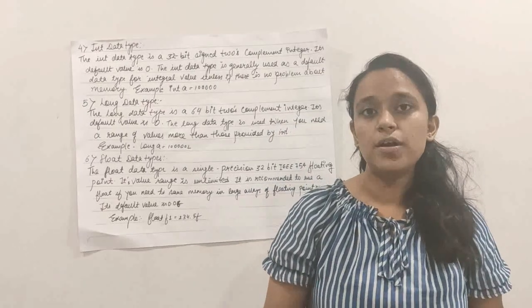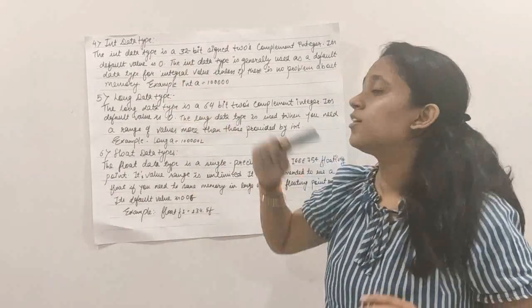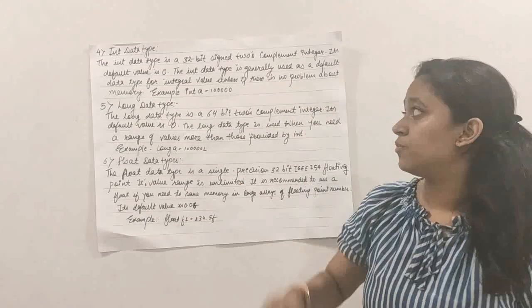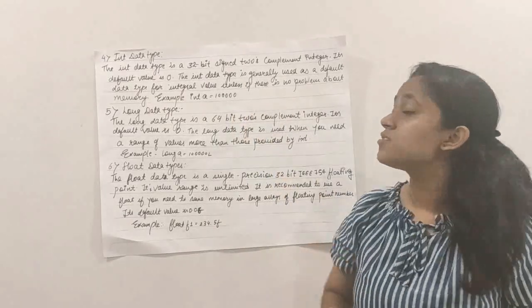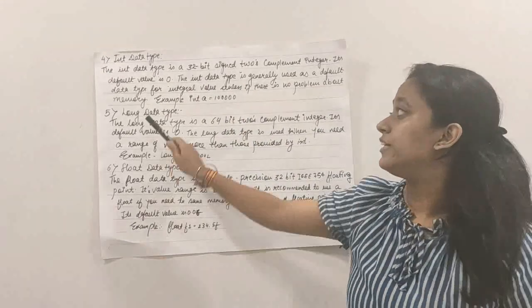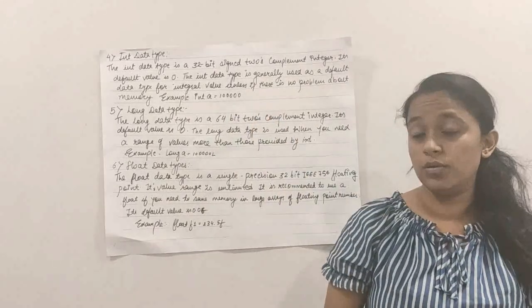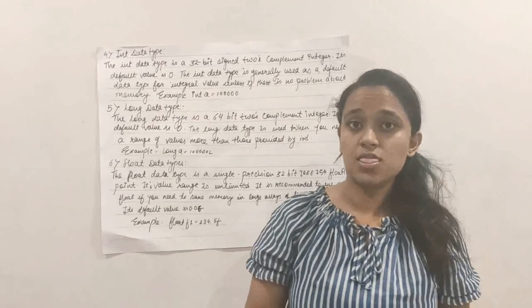Our fourth primitive data type is the int data type. The int data type is a 32-bit signed two's complement integer. Its default value is 0. The int data type is generally used as the default data type for integral values unless there is a problem about memory. For example, int a is equal to 10,000.